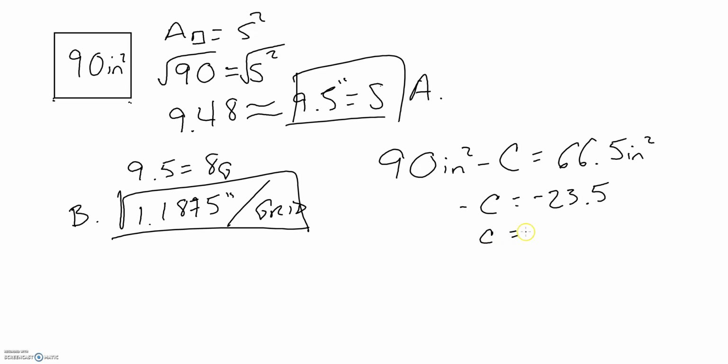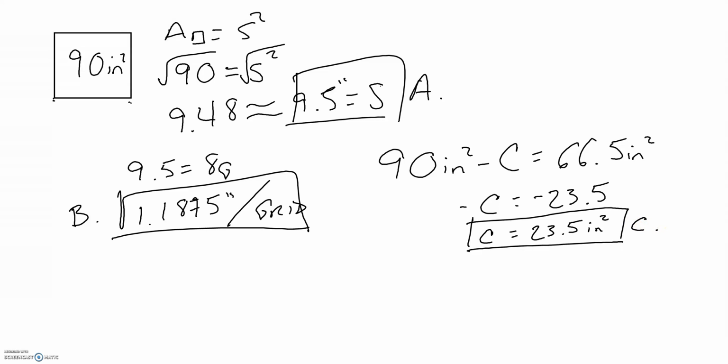We divide each side by negative 1. We get C is equal to 23.5. And that would be inches squared. This is the area of the circle. So this is part C.